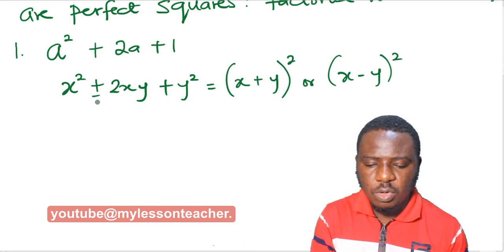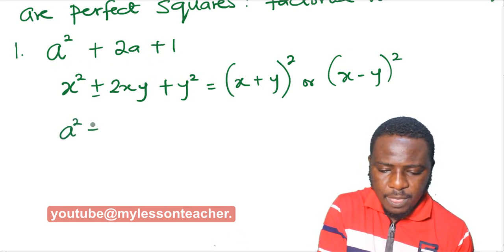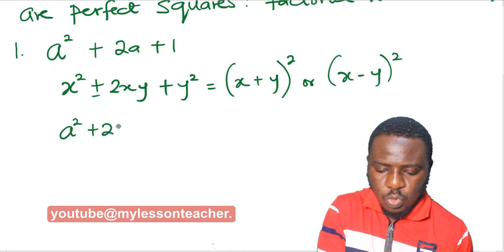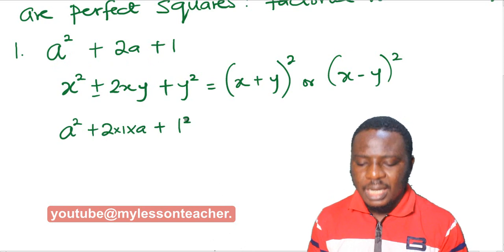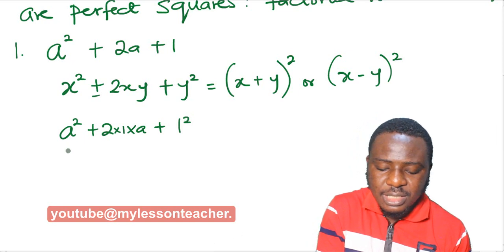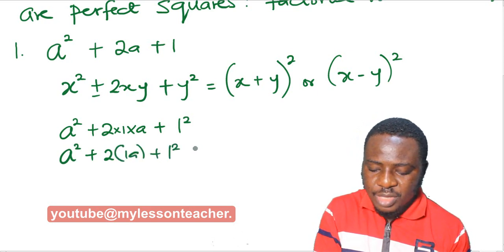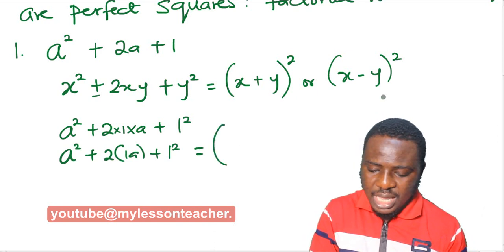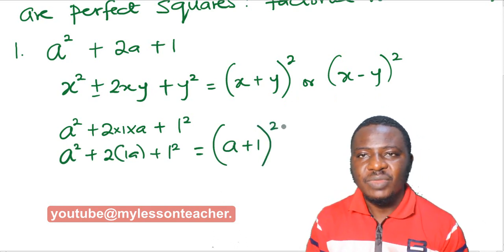So let's first check if this is a perfect square. Yes, because this can be expressed as a squared plus 2 times 1 times a plus 1 squared, because 1 squared is still 1. Let me write it as a squared plus 2(1)a plus 1 squared. Then this can be factorized, when you compare it with this, as a plus 1 all squared. As simple as that.